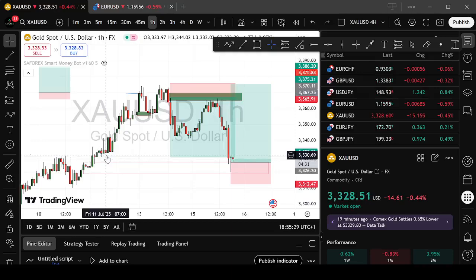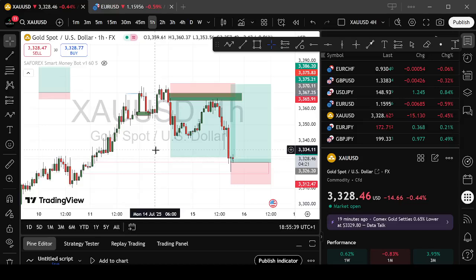Trading against structure means you are trying to catch a falling knife. Maybe a candle is currently forming and you want to jump into the market. You will lose money. Those are mistakes you should not make. Another mistake you should not make is ignoring candlestick signals at key zones.